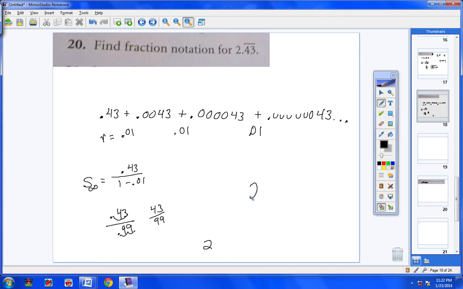And don't forget there is a whole number with it. So really the answer is 2 and 43/99. That's a tough problem. I could see me definitely giving you one of these in a test, though. Okay, it would really be good for you to think a little bit about this.